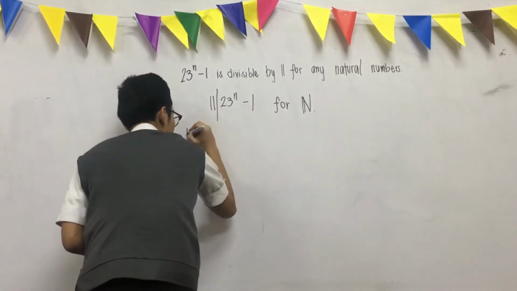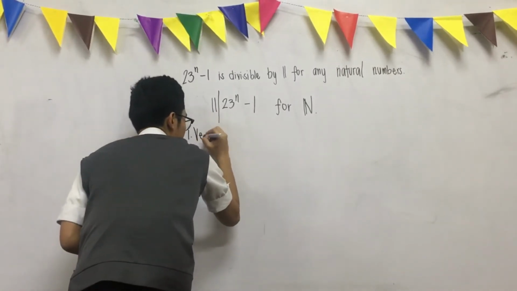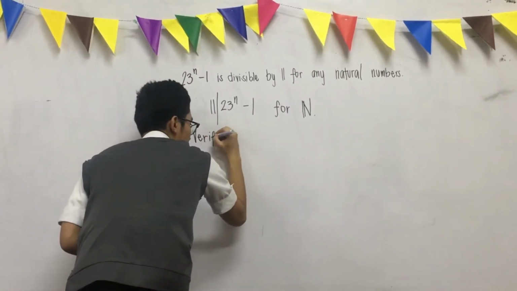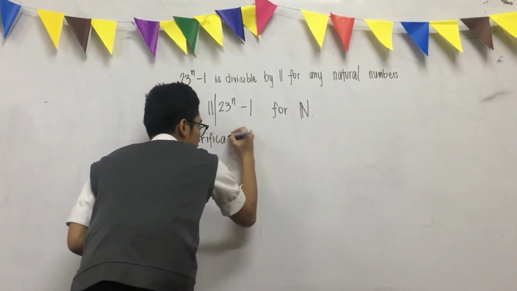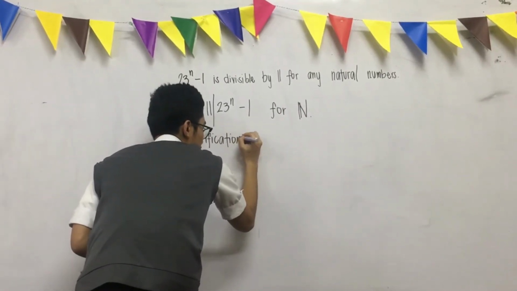So our first step is verification. In this step, we will need to substitute n with any natural number to see if the answers will be divisible by 11.